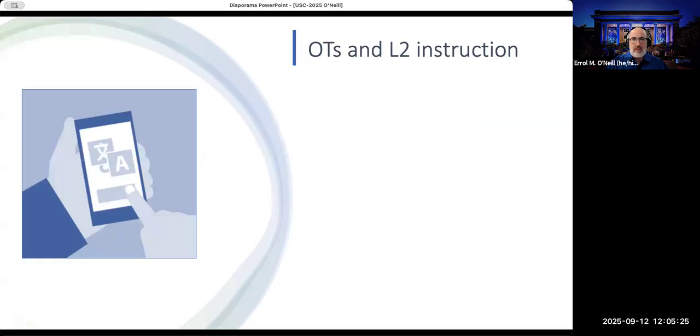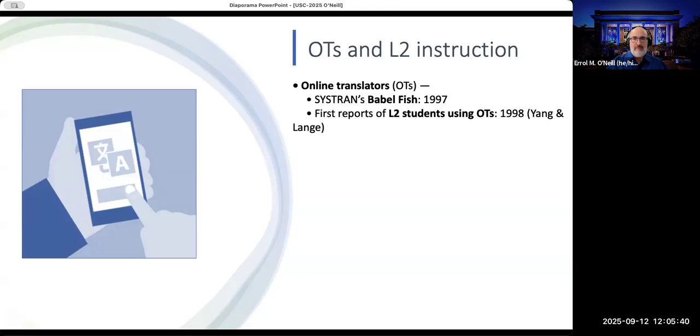Talking a little bit about online translators and second language instruction. Online translators go back to 1997 with Babelfish. If any of you have been teaching or learning languages for a while, you have probably heard of Babelfish before. It was launched in 1997, and then already in the literature in 1998, there were reports of students using it. So students are very quick to pick up on new technologies that are available.